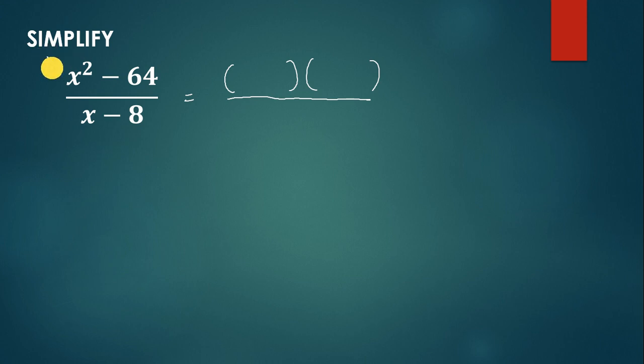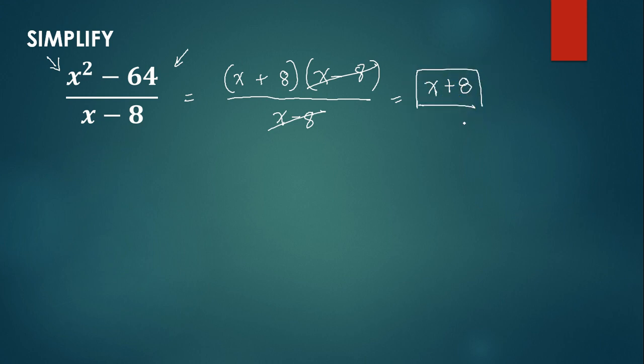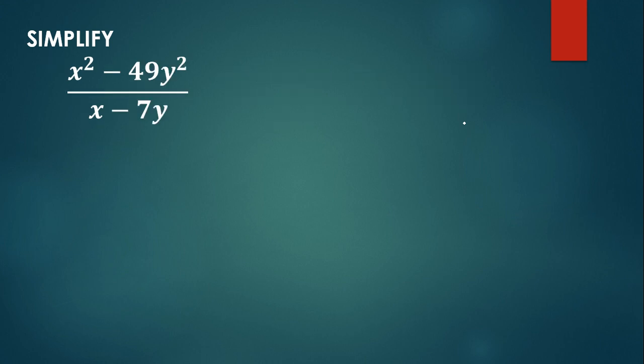Okay? So, just get the square root of the first term. Ito siya. Square root of x squared is x. And then, kunin ang square root nito, 64, that is 8. Ayan. Then, plus and minus. Okay? Then, copy the denominator. We have x minus 8. Then, check if we can cancel something. So, that is x minus 8 and x minus 8. So, we have x plus 8. Final answer. Okay?